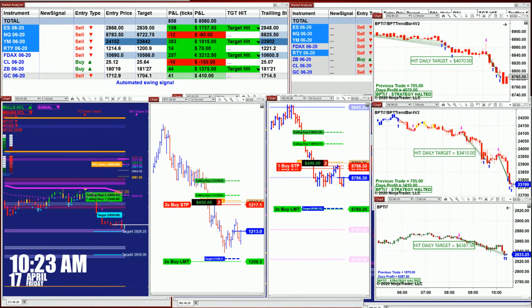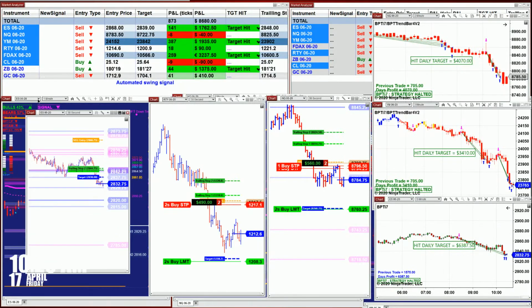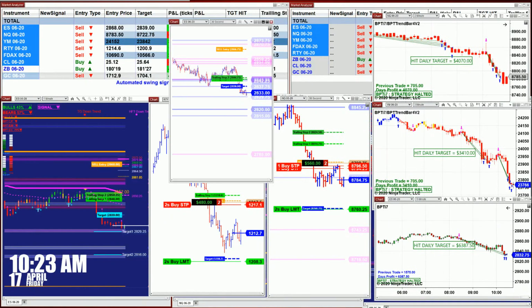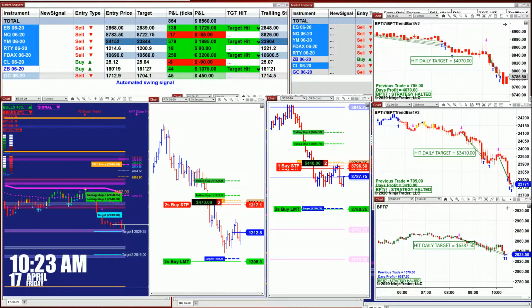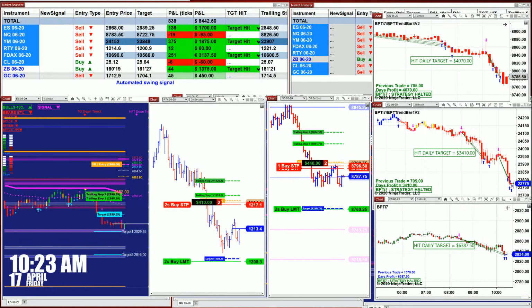ES already hit the target, nothing we can do, target hit, and those are the only two we have left.